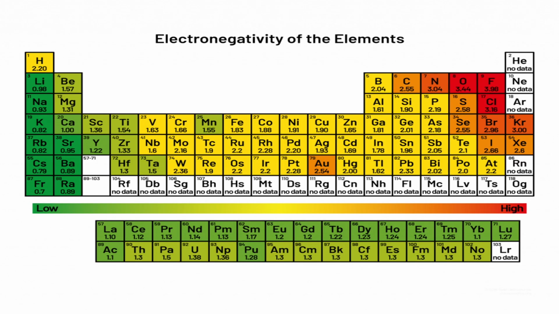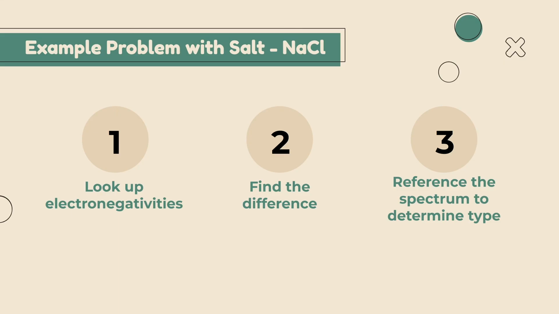Here is a periodic table that lists all the electronegativity values of the elements under their element symbol. Let's work through a practice problem using this table. We will be using the table salt compound for this example, which can be written with its element symbols as NaCl, indicating one sodium atom and one chlorine atom.